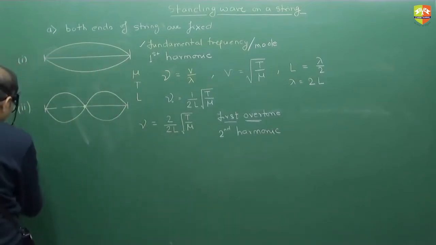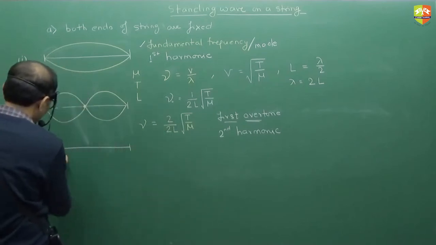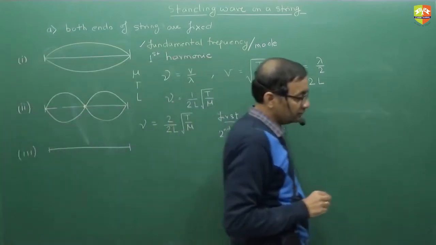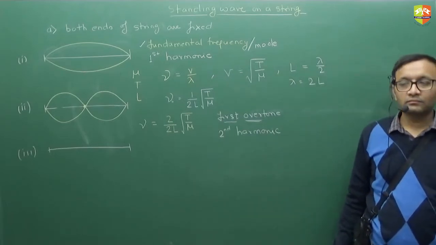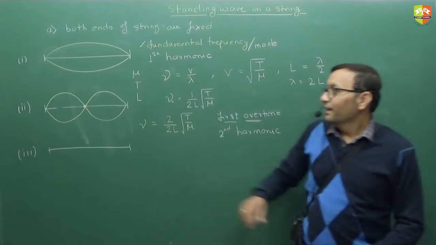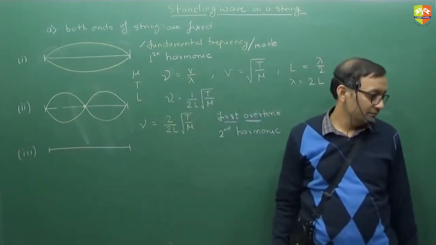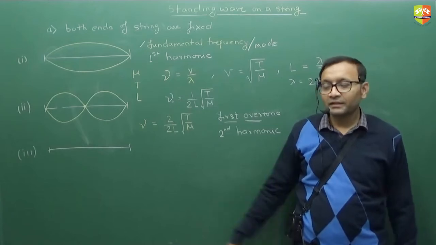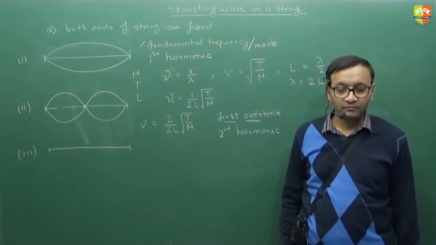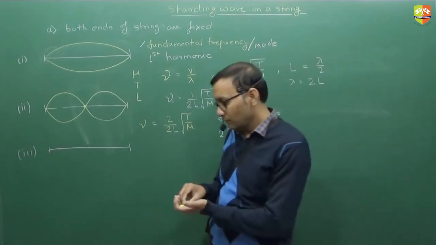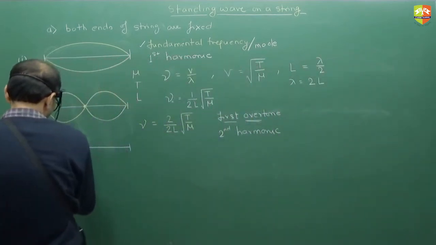Third possible frequency, please draw the structure. First, draw the structure. This has one loop, the next has two loops, it will have three loops. Make three loops. Total 5 nodes or 4 nodes? 4.